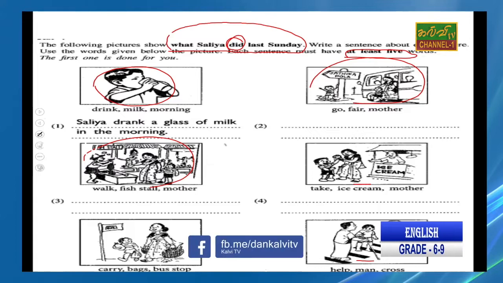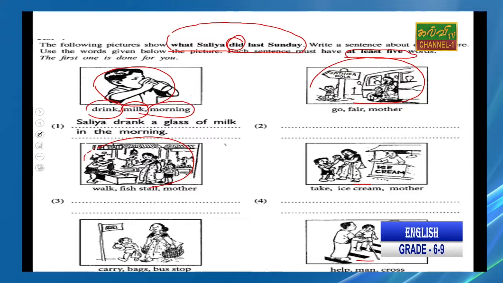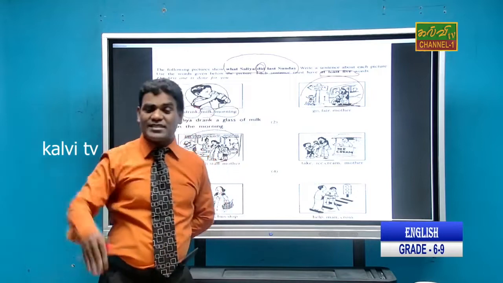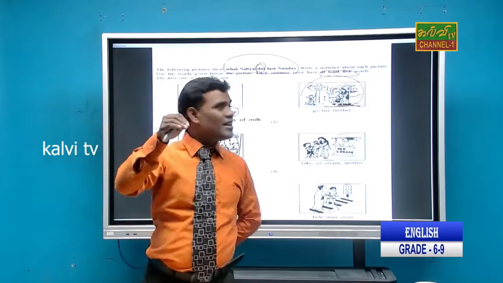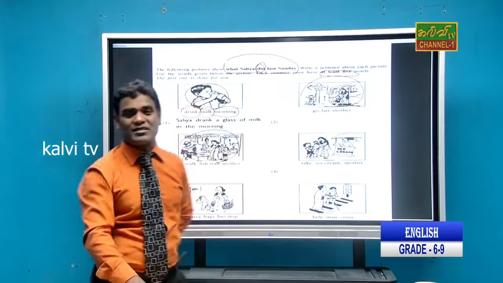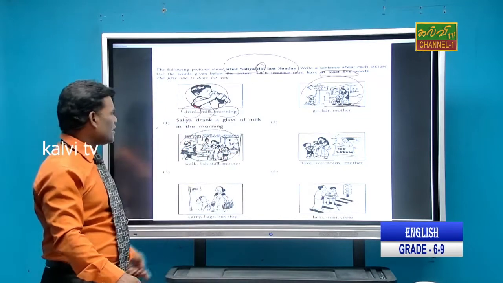So the first picture is there. A boy, that means Salia. He did the action last Sunday. So what did Salia do? Under the picture, they have provided three words: drink, milk, morning. Using these three words, you write a beautiful sentence. Each sentence is expected to have at least five words.